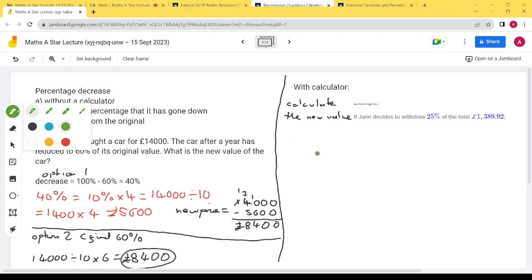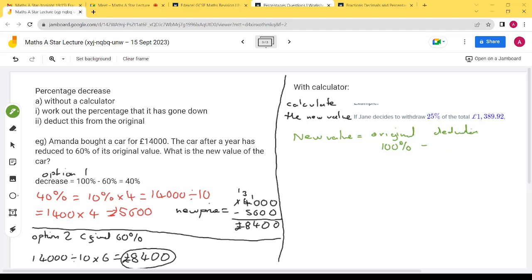So we can say new value equals the original 100% minus the deduction 25%, and so equals 75%. So just like when you're doing percentage increase, the key to this, it's nothing more to it, is just remembering you start at 100%. If you can remember that, everything can be relatively straightforward from there.